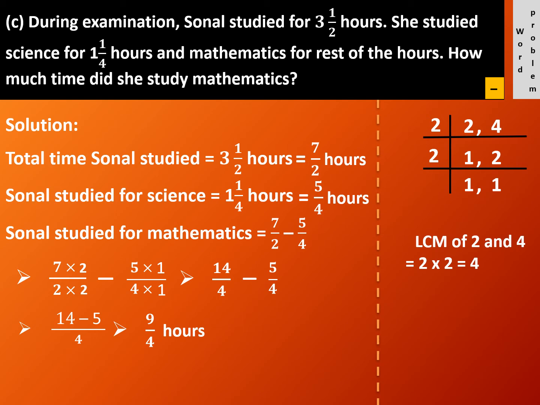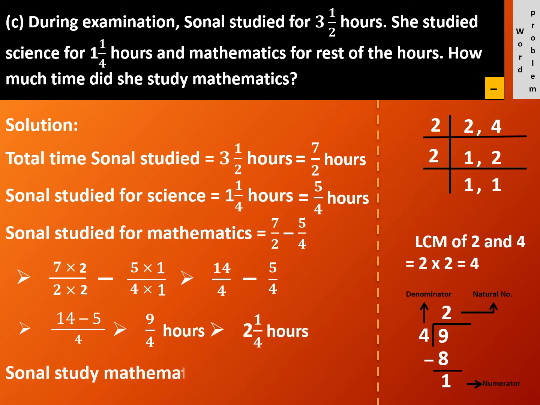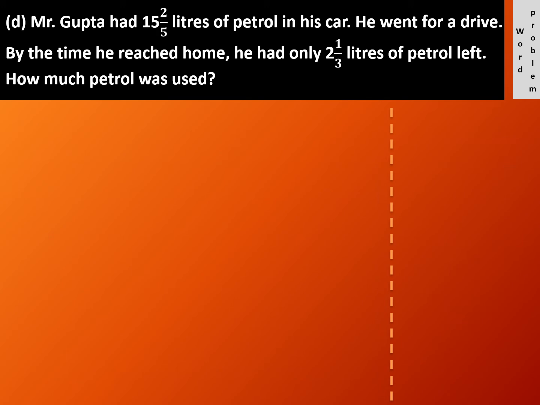But 9 upon 4 is an improper fraction, so let me convert them into mixed number. So divide 9 by 4. And everyone knows how we will convert improper fraction into mixed number. So the answer is 2 1 upon 4 hours. So the last statement is Sonal studied mathematics for 2 1 upon 4 hours. Let's solve one more question.